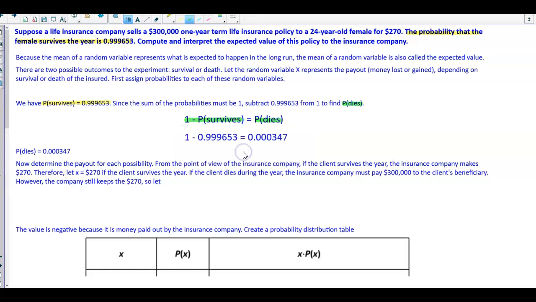So from our question, we take the value of 1 and subtract the probability that she survives. That gives us 0.000347. It's just like finding the complement. So, the probability of death is 0.000347. We're going to need these probabilities to continue our problem.